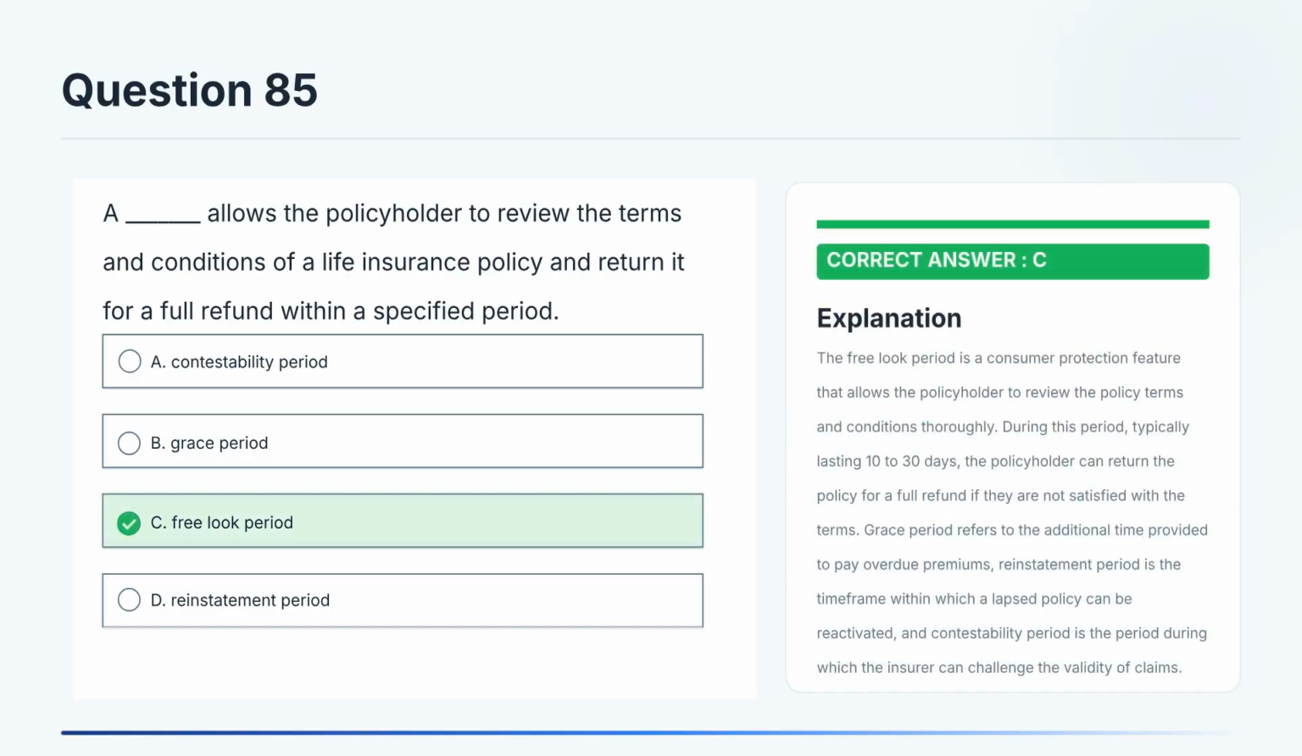The answer is C. Free look period. The free look period is a consumer protection feature that allows the policyholder to review the policy terms and conditions thoroughly. During this period, typically lasting 10 to 30 days, the policyholder can return the policy for a full refund if they are not satisfied with the terms. Grace period refers to the additional time provided to pay overdue premiums. Reinstatement period is the time frame within which a lapsed policy can be reactivated. And contestability period is the period during which the insurer can challenge the validity of claims.